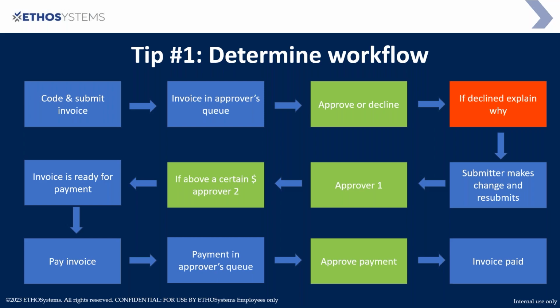And then right before a check is cut, for example, or an ACH payment is released, all these invoices that have been processed for payment would go into an approver's queue as well. And then this person would need to release those payments by approving them. Once the payments are approved, the checks can be processed, and the ACH file can be generated from Intacct and pushed to the bank. So those are the two areas for accounts payable approval.